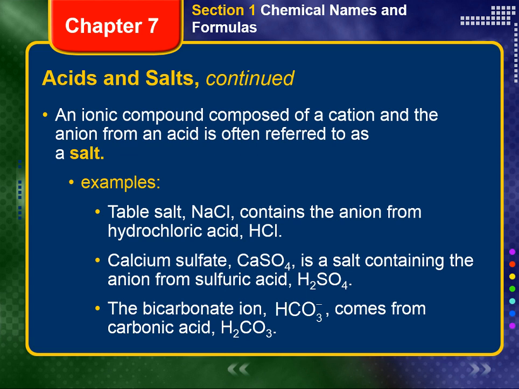Some salts contain anions in which 1 or more hydrogen atoms from the acid are retained. Such anions are named by adding the word hydrogen, or the prefix bi, to the anion name. The best known such anion comes from carbonic acid, H2CO3.